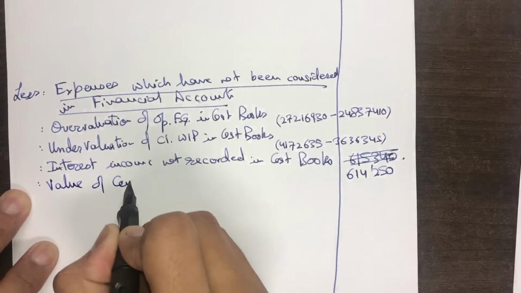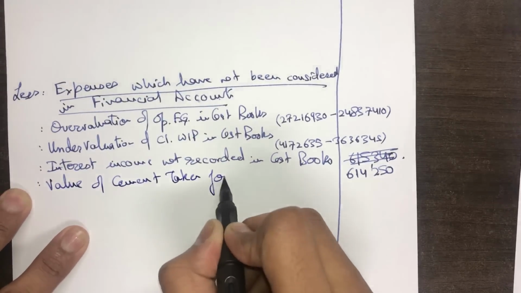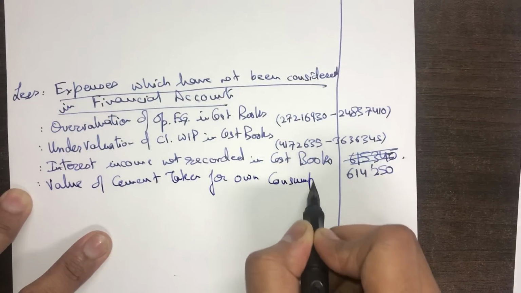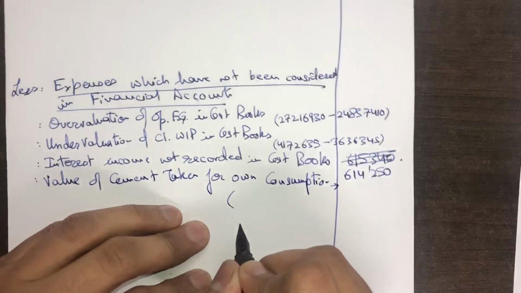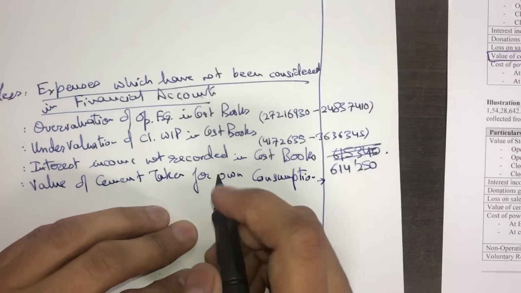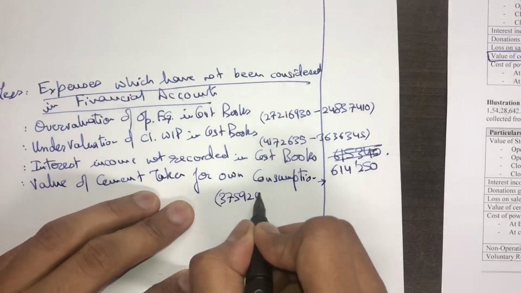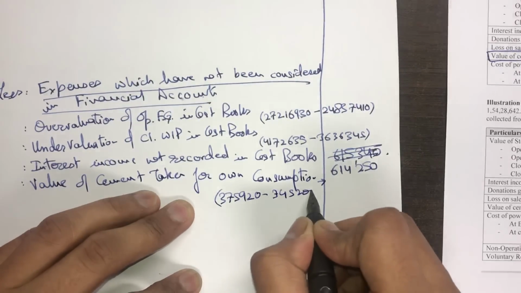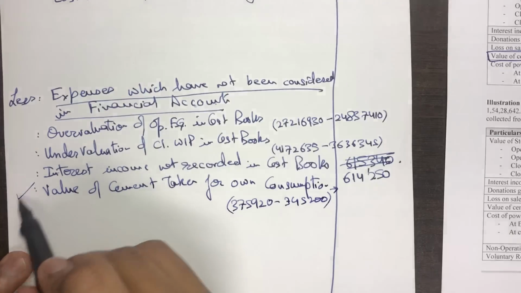So, value of cement taken for own consumption will be a difference between the value which is appearing in the financial books and the value which is appearing in the costing books. 345,200. The entry should be reduced.